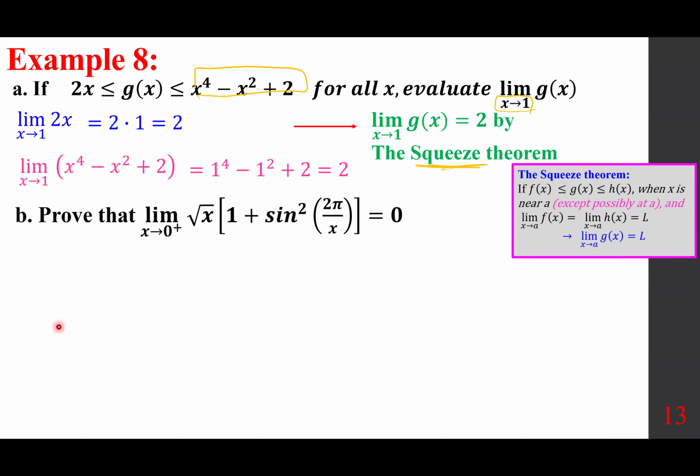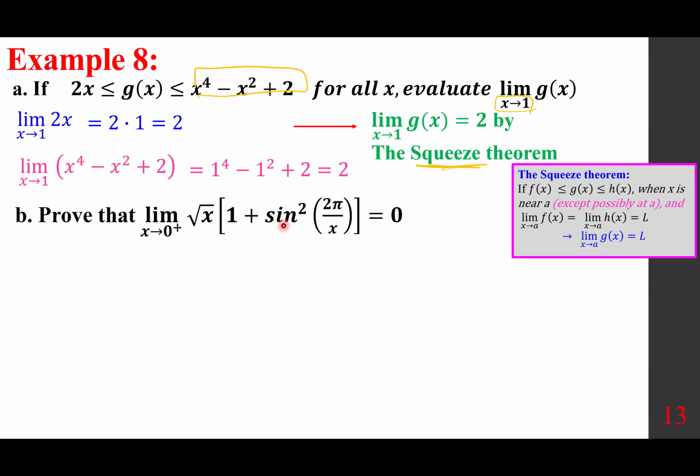We want to prove the limit of the square root of x times 1 plus sine squared of 2 power over x, as x approaches 0 from the right, is 0. When you come across questions like this, you have to be creative. And being creative means you want to come up with this expression.